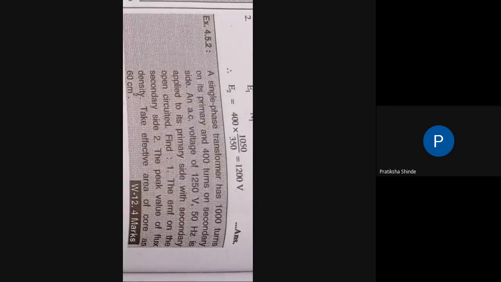Flux density, that is not flux. Density is denoted by B and maximum is denoted by Bm. So what is the equation for phi m? Phi m is equal to Bm into Ai. Just take the equation like that, replace phi m with Bm into Ai, and calculate the Bm.